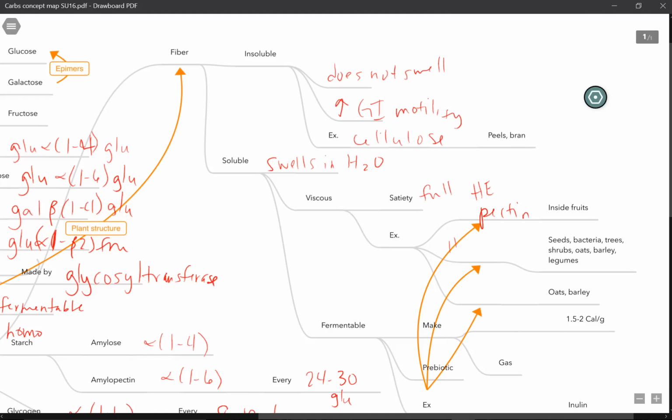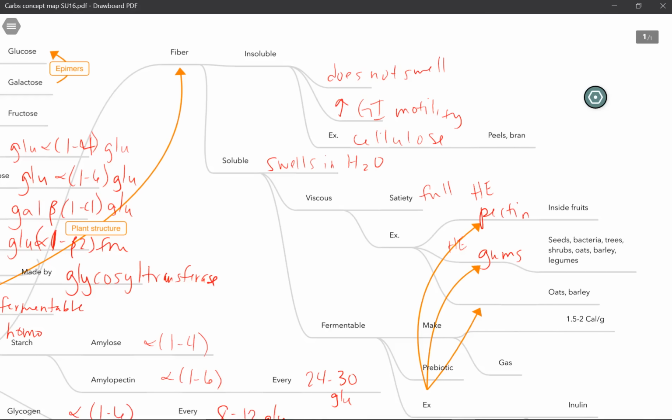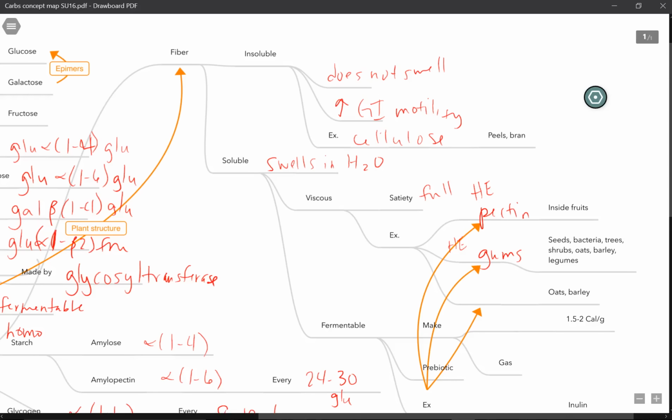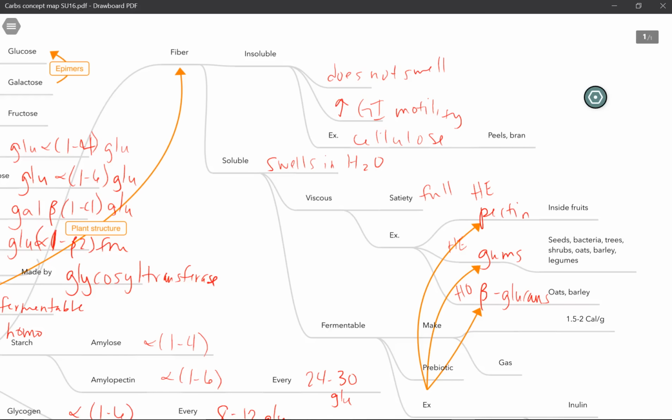We have another heteroglycan that's actually a lot of different compounds that are kind of lumped together and collectively referred to as gums. These are things that you'll get from trees, from seeds, bacteria, naturally found in your oats and barley. Oats and barley also contain your beta-glucans, which are really viscous. This is a homoglycan of glucose, but it's beta-1,2 and beta-1,3 bonds that we can't digest.